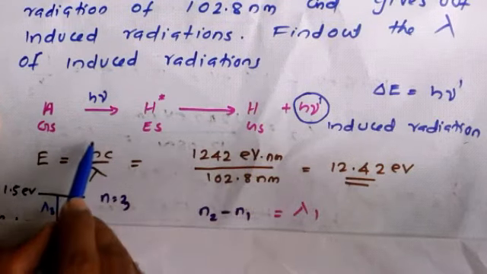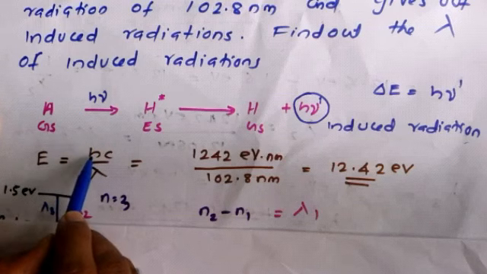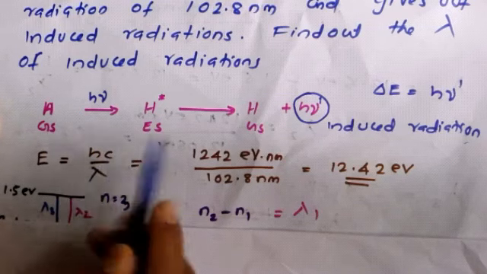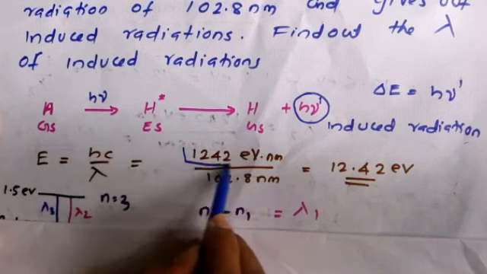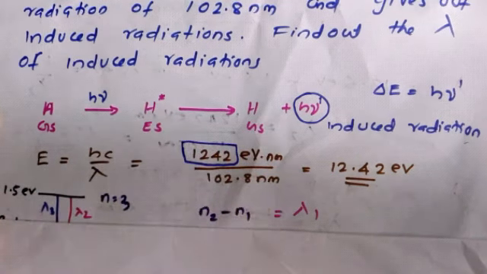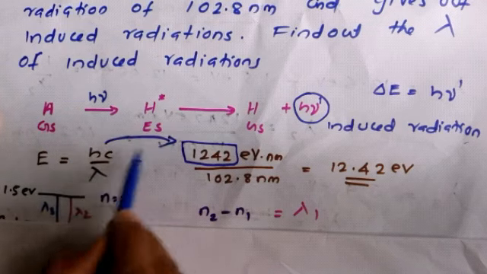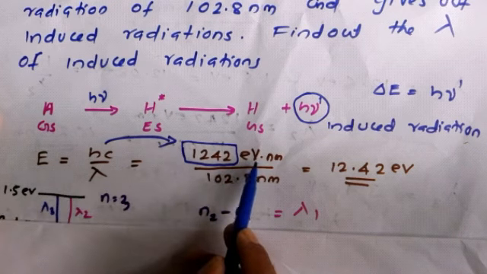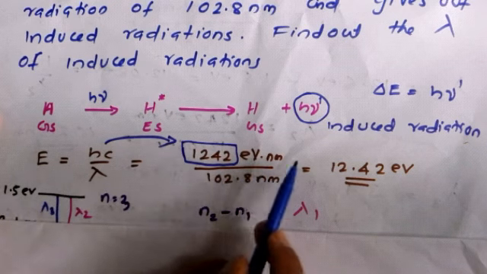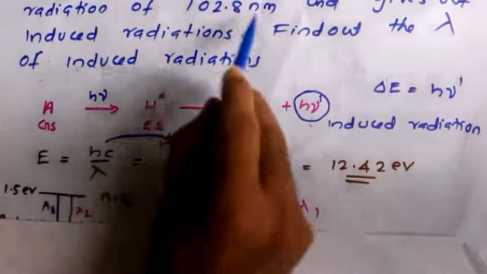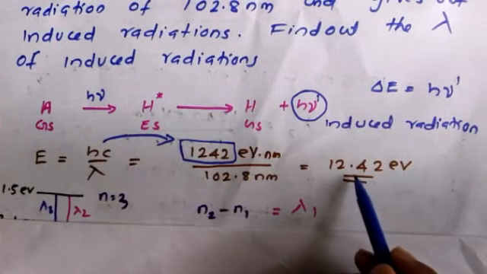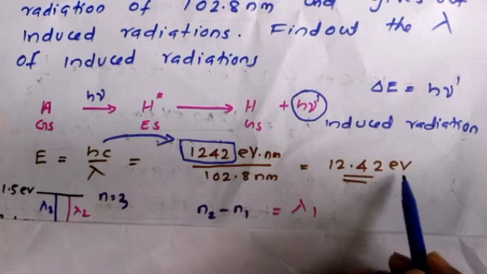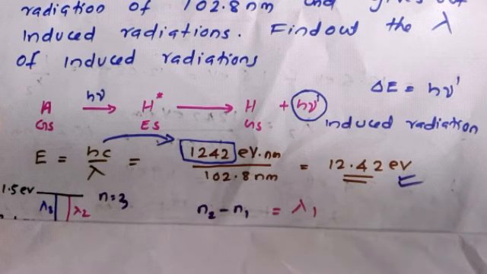Here is a very important point. Please remember, if h is taken in electron volt, and c in nanometer, you will get hc equal to 1242 electron volt nanometer. Please learn this by heart. Normally h is taken in joule per second. If you take it in electron volt and c in nanometer, you will get 1242 electron volt nanometer. Therefore, with the wavelength in nanometer, you will get 12.42 electron volt.